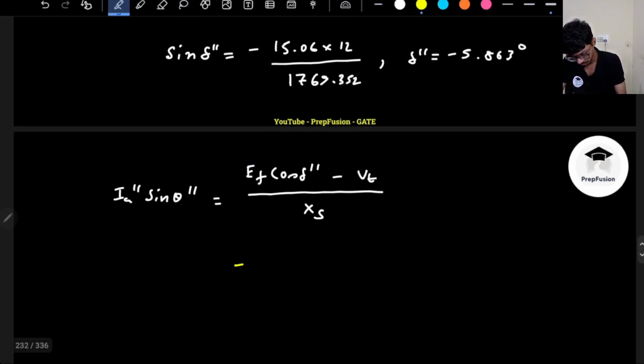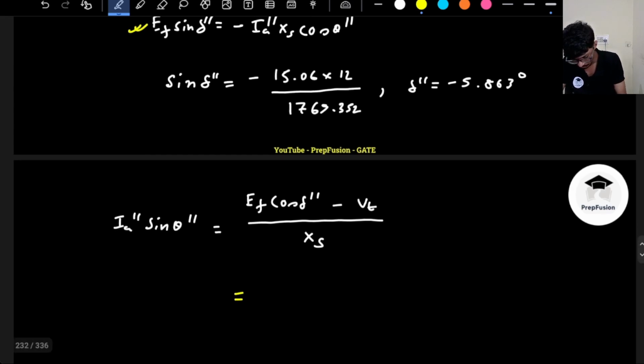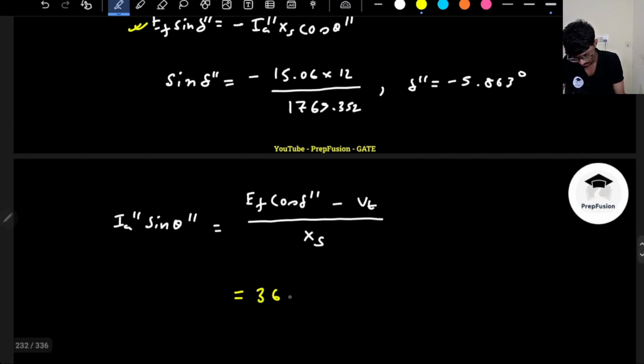So from here I know my EF into cos of this, that is 1769.352 minus VT. VT is 2300 divided by root 3, divided by XS. XS is 12. So this becomes 36.016. Okay, this is what my IA double dash sin theta double dash is.